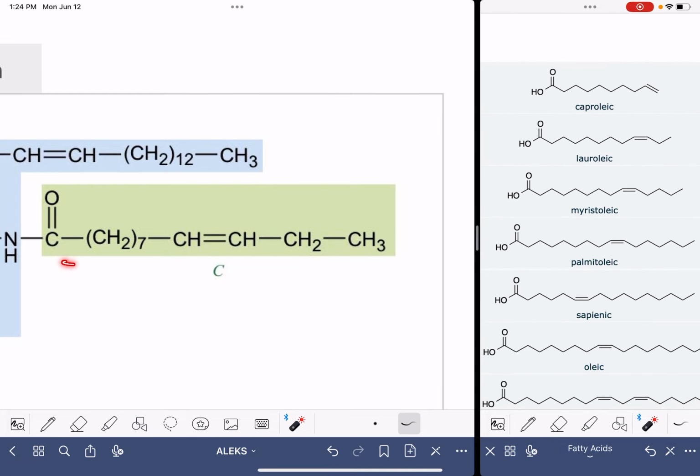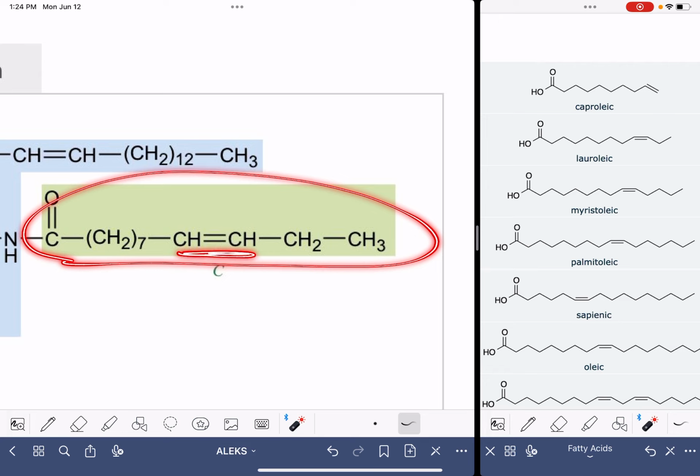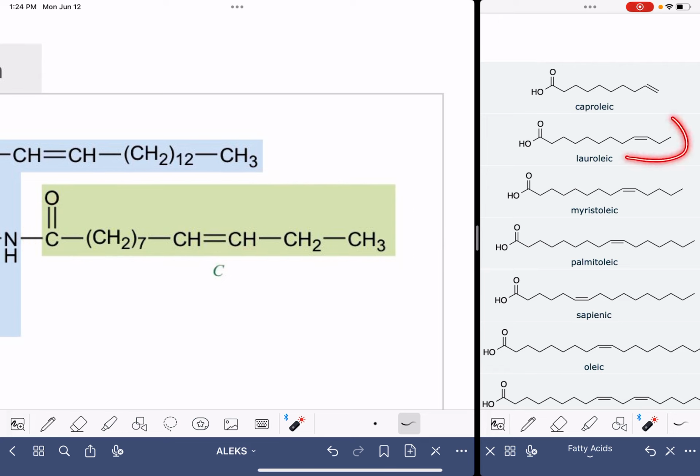It looks like it's a pretty small fatty acid with a carbon-carbon double bond towards the end. I kind of feel like maybe it's this one right here, lauroleic acid, but we want to count carbons to make sure that that's correct. Actually, the more I look at it, I think maybe it's myristoleic acid.